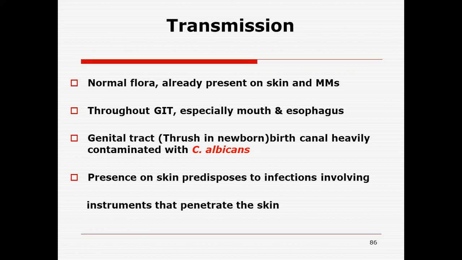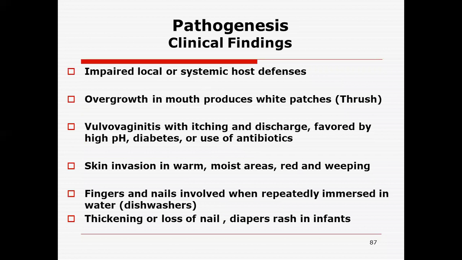Now, the presence of this organism on the skin predisposes us to infections. Whenever there is a breach in the mucous membrane or in the skin, because of intravenous devices in placement or catheterization or urinary catheterization, individuals are exposed to this infection. So the pathogenesis of the disease is very important, and the clinical signs are very characteristic.